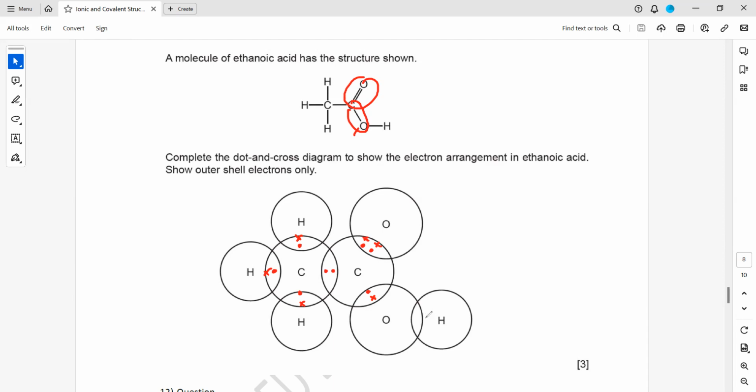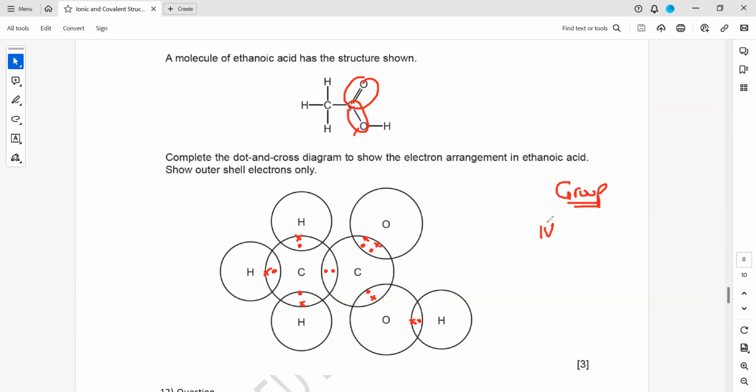And oxygen and hydrogen, again, there's a single bond, so we represent it by a pair of electrons. Now, the next thing is drawing the unshared electrons. How do we know the unshared electrons? To check the unshared electrons, you have to check the group.